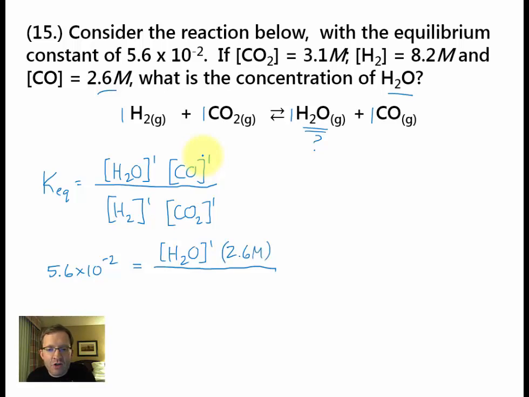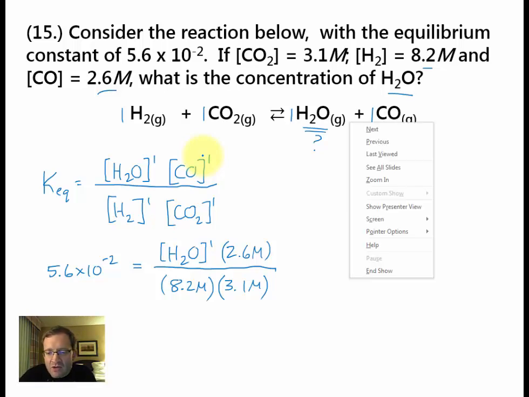On the bottom we have H2. That one is 8.2. Okay, so 8.2 molar on the bottom. And carbon dioxide, my other reactant, goes in the bottom as well. That concentration was given as 3.1 molar. All right, so now we just need to solve for X, if you will, or solve for water. How you set that up, how you calculate things out is completely up to you, okay? Basically, to do this, you're going to multiply both sides by my denominator, right? So if we multiply both sides by 8.2 and 3.1, that'll get rid of them over here.